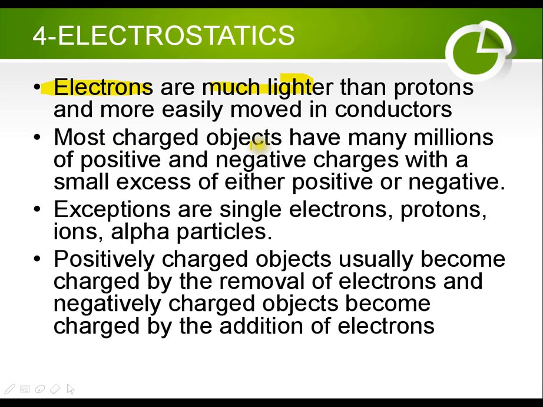Most charged objects have many millions of positive and negative charges. Even a very small milliampere charge or very light charge may involve millions of positive and negative charges. Single protons, ions and alpha particles are exceptions. Positively charged objects usually become charged by the removal of electrons. Whenever an electron is removed, the positive charge is increased, because protons don't take part in the bonding.